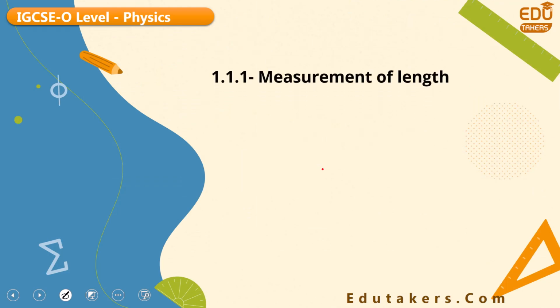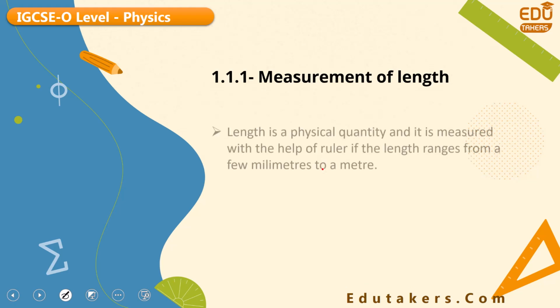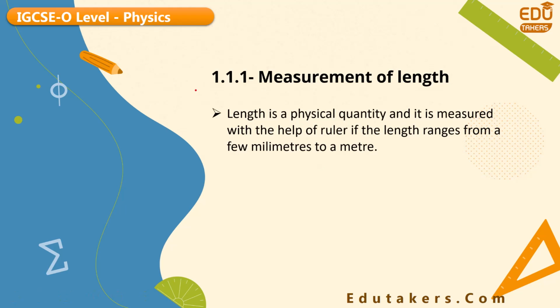How can we measure the length of anything? Suppose I want to measure the length of a rod, how can I measure it? First of all, length is a physical quantity, and when we have to measure it, it is measured with the help of a ruler, if the length ranges from a few millimeters to meters.